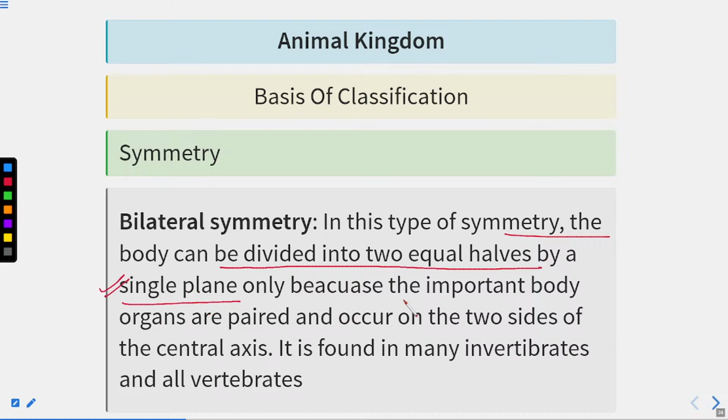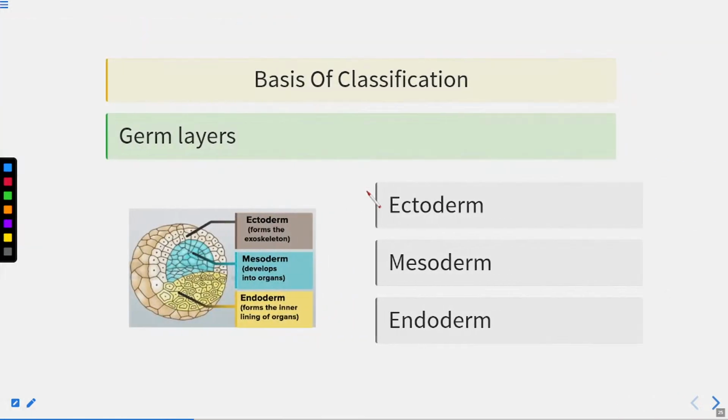Single plane. And because the important body organs are paired, all the important body organs are paired. So they are present on the left side also, they are present on the right side also, right? And occur on the two sides of the central axis. So it is found in many invertebrates and vertebrates. So there are so many organisms that show the bilateral type of symmetry.